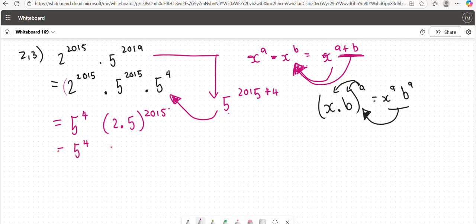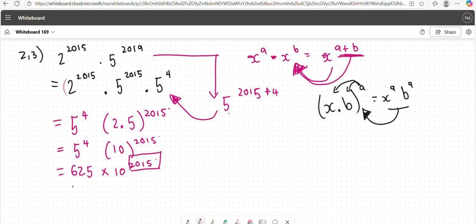And then at this point, I have 5 to the power of 4, and the one inside is a 10, since 2 times 5 is 10. And 5 to the power of 4, let me just evaluate that on my calculator. 5 times 5 times 5 times 5 is 625. And this is 10 to the power of 2015. If you multiply any number by 10 to the power of whatever exponent it is, you're literally just adding that many zeros to it.